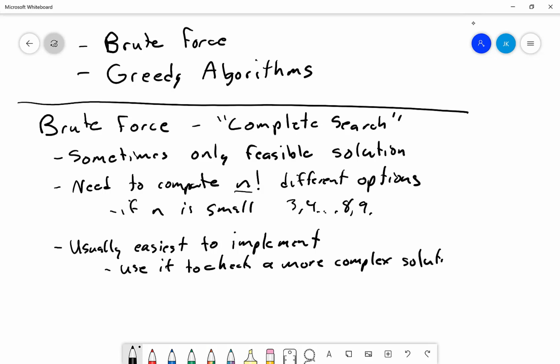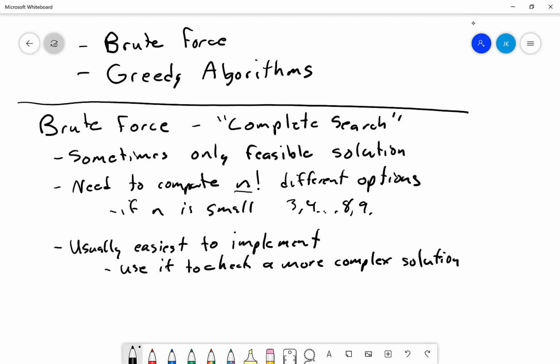So maybe you have some other approach that you think is going to be great, and you can at least test it on smaller size problems by using the brute force approach. And then if it seems to work on those, you might have enough confidence that it will also work on the big problems. So you can use brute force as an easy thing to implement, and then use it to check your more complicated solution, or you just use it to understand what's going on.